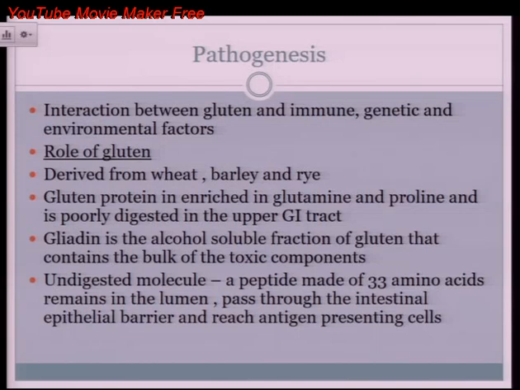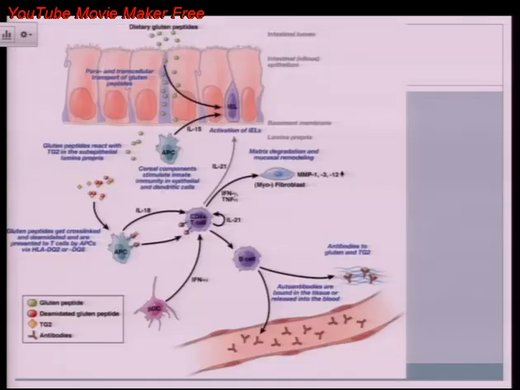So this undigested molecule is basically a peptide which is made of 33 amino acids. It remains in the lumen, and we'll go through pictures for this one, and then it passes through the intestinal epithelial barrier and then causes inflammation. So this is a picture showing that. So here you can see that's the gluten peptide derived from the gluten molecule. So this one is the 33 amino acid peptide.